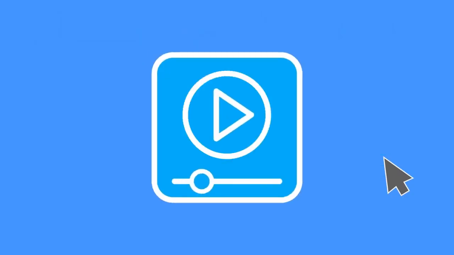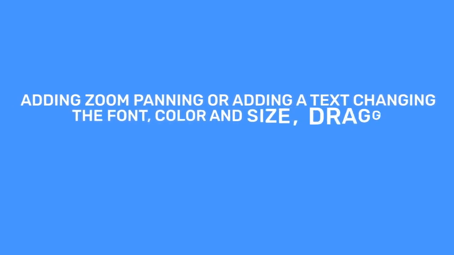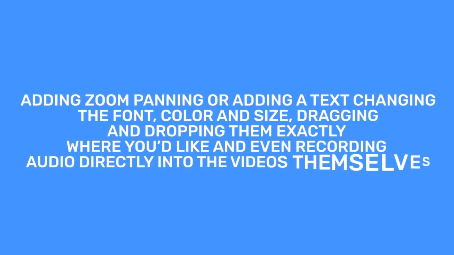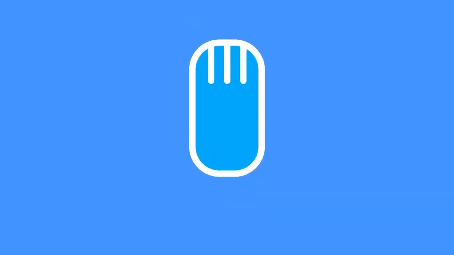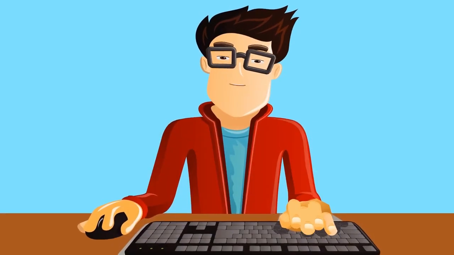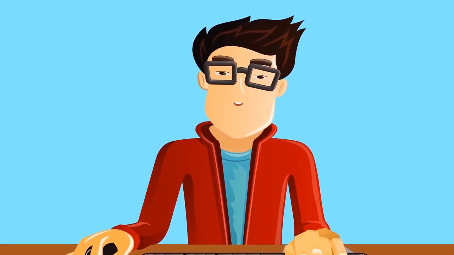VidToon 2.0 makes your videos look great, fast. Adding zoom panning or adding text, changing the font, color, and size, dragging and dropping them exactly where you like, and even recording audio directly into the videos themselves. And if you don't want to use your own voice, that's fine too. Simply use any of the realistic text-to-speech voices from Microsoft and Google, making adding voiceovers as easy as copying and pasting in some text. Look below to watch the demo video, showing all the features you'll have at your fingertips with this powerful animation tool.